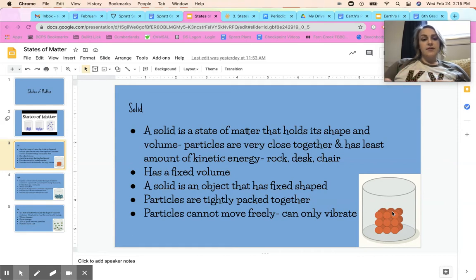An example of a solid would be like a rock, a desk, or a chair. Again, a solid has a fixed volume. The solid has a fixed shape. So if you place it into a box, it's still going to be whatever it is that you put into that box. So if you had a bouncy ball, it's still going to be in the shape of a bouncy ball. Particles are tightly packed together, and the particles cannot move freely. They can only kind of vibrate next to each other.